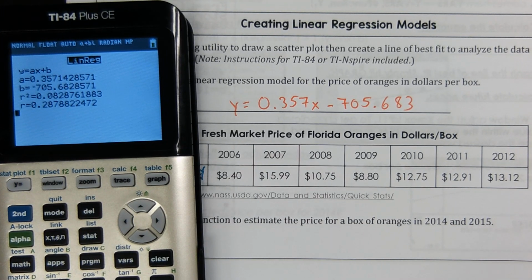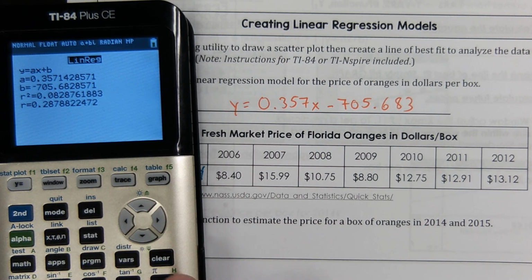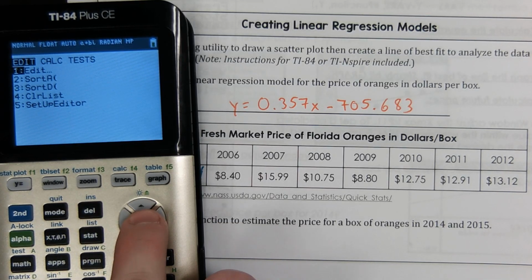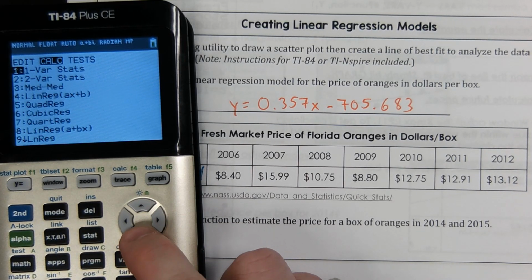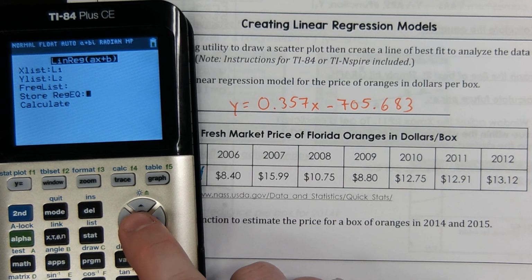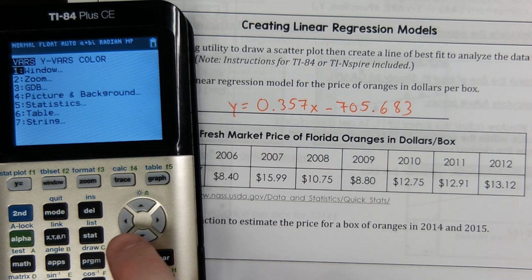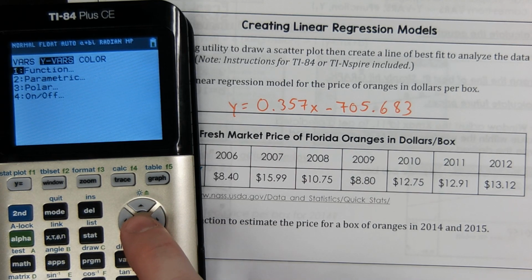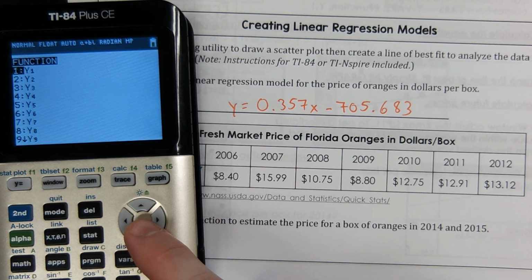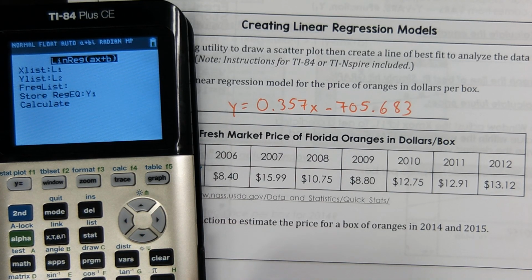Now, you probably don't have enough knowledge to know how I knew that that was a bad model, unless you've taken a stats course. But what we're going to do now is go back through stat and calc. We're going to redo it, and this time we're going to store it because I do want it to graph it with its scatter plot. So vars, y vars, function, y1. Then I'm going to calculate.